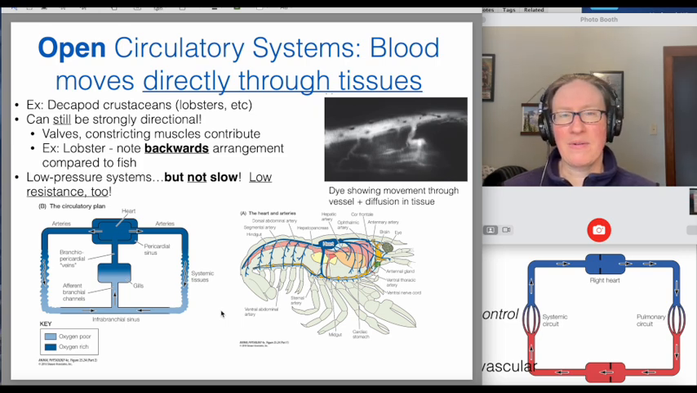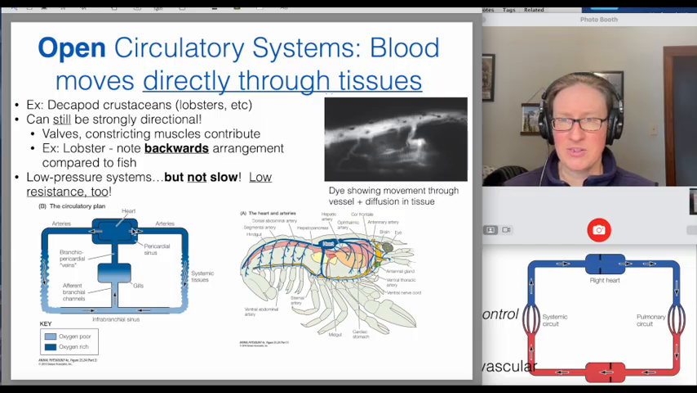We see this type of circulatory system, for example, in the decapod crustaceans. So think back to what we looked at for breathing systems for this group. And it's tempting to think, okay, it's an open circulatory system, so maybe it's kind of wimpy compared to what we see for all of the closed circulatory systems. But even though it is open, that doesn't necessarily mean it can't do anything. So in the decapod crustaceans, circulatory flow is still very strongly directional.